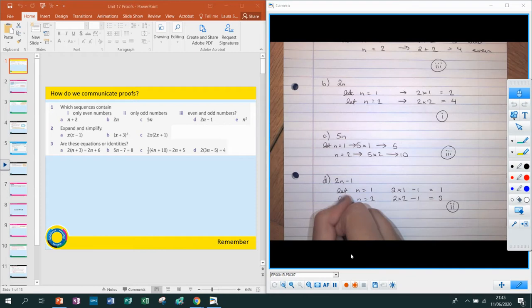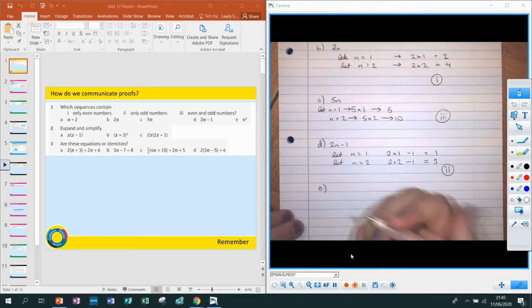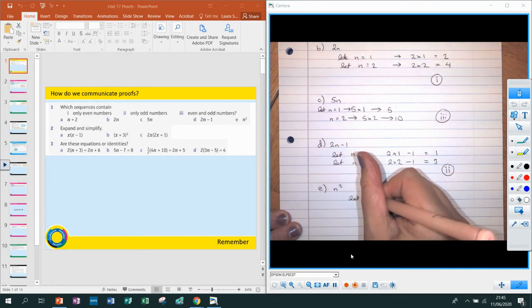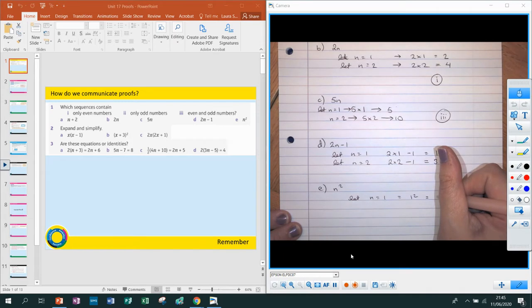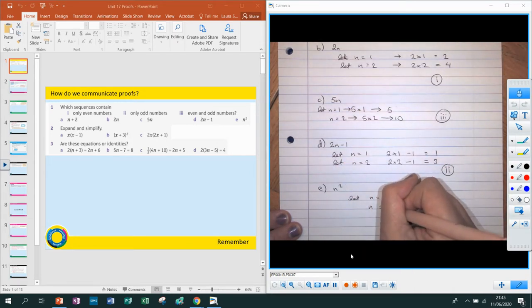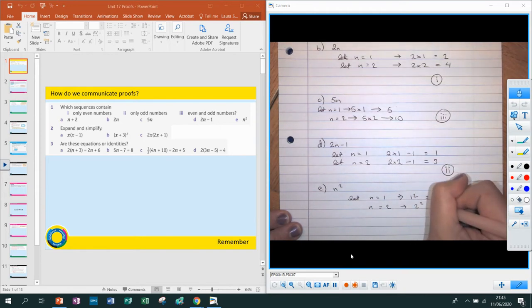They're always odd. And finally, section E says that we have n squared. So if we let n equal 1, that's going to be 1 squared, which is equal to 1. And then if I let n equal 2, then I'm going to get 2 squared, which is 4, and therefore it could be both. So all this question was really asking you to do was to substitute in your term numbers so that you can get your term values and then decide which category it belonged to.